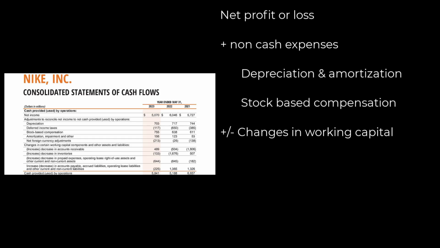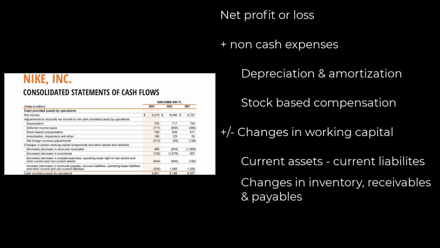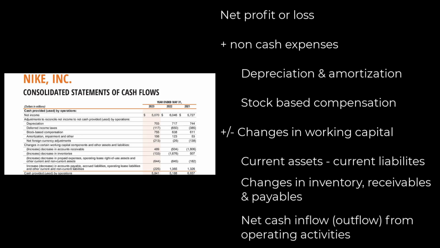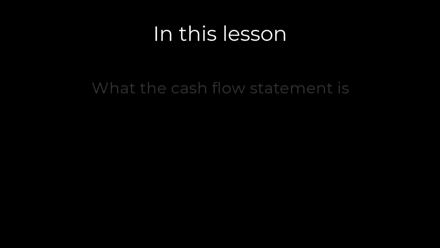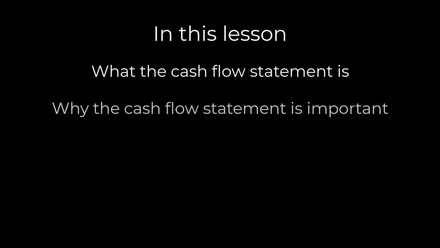We then add or subtract changes in working capital. Working capital is the difference between current assets and current liabilities. Working capital includes changes in inventory, changes in receivables, and changes in payables. These might sound familiar if you watch my video on the balance sheet. Add up all these items and you get the net cash inflow or outflow from operating activities. While the direct method may look simpler, the indirect method is easier for accountants to create, and so it is more common.